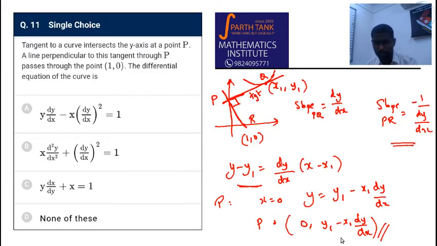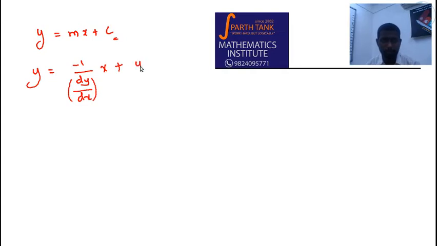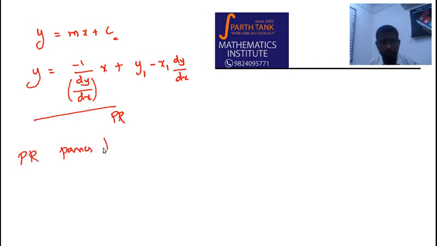The y-intercept is this value here, y1 minus x1 into dy by dx. So plus y1 minus x1 into dy by dx. Alright. Now they have said that this equation, this is the line PR. PR passes through 1, 0.